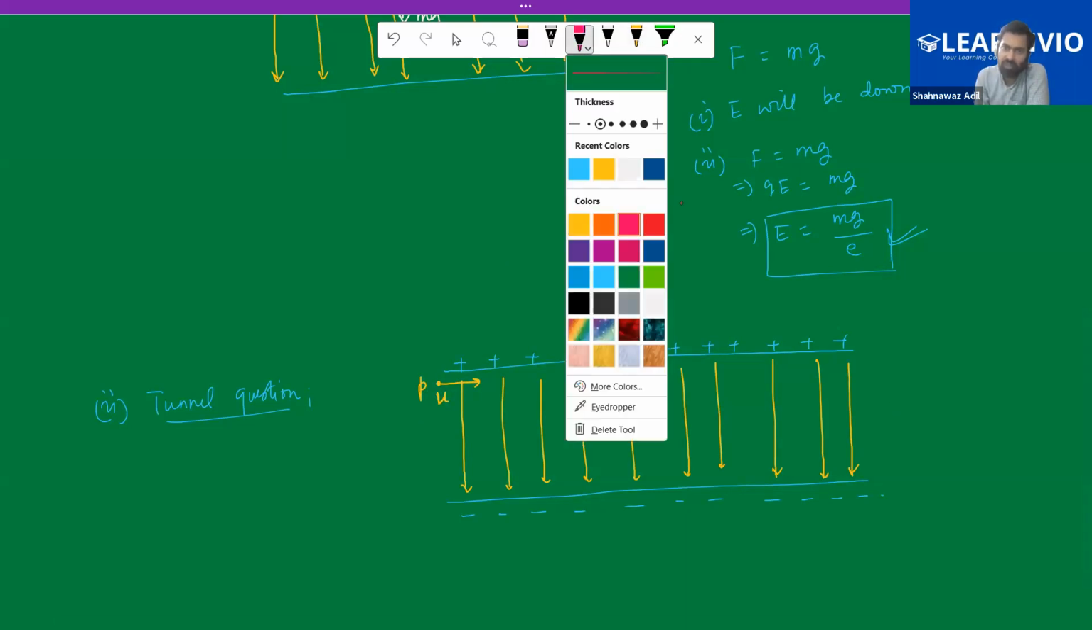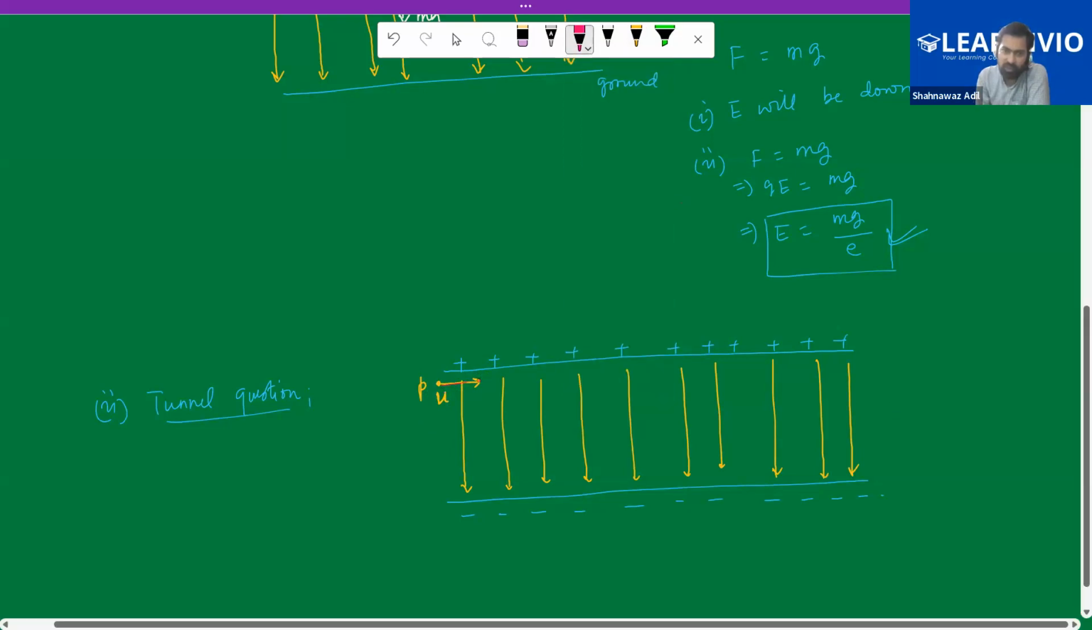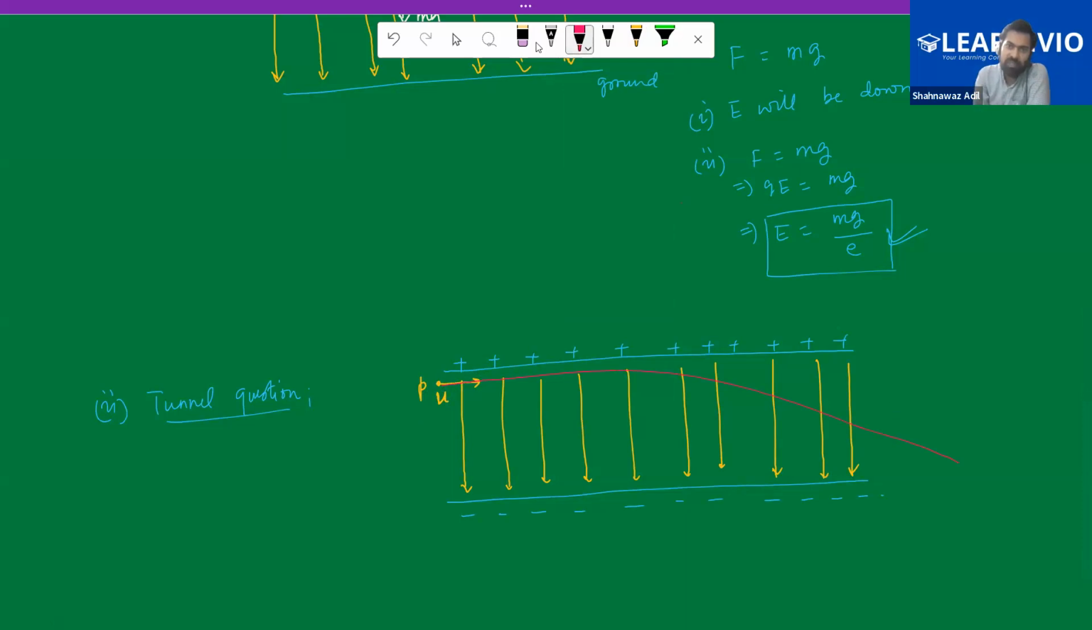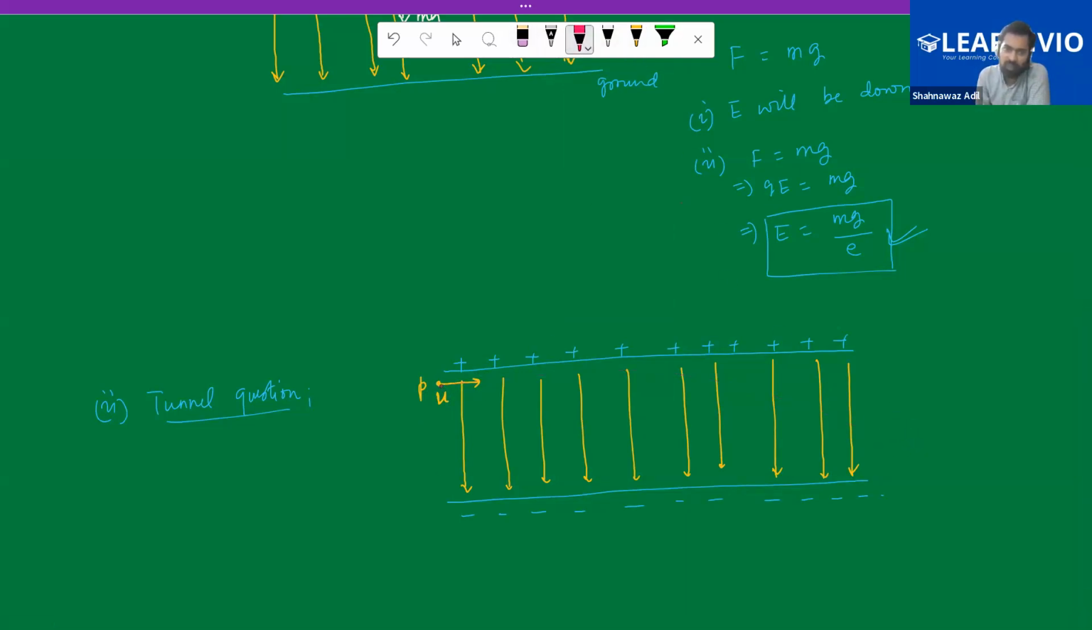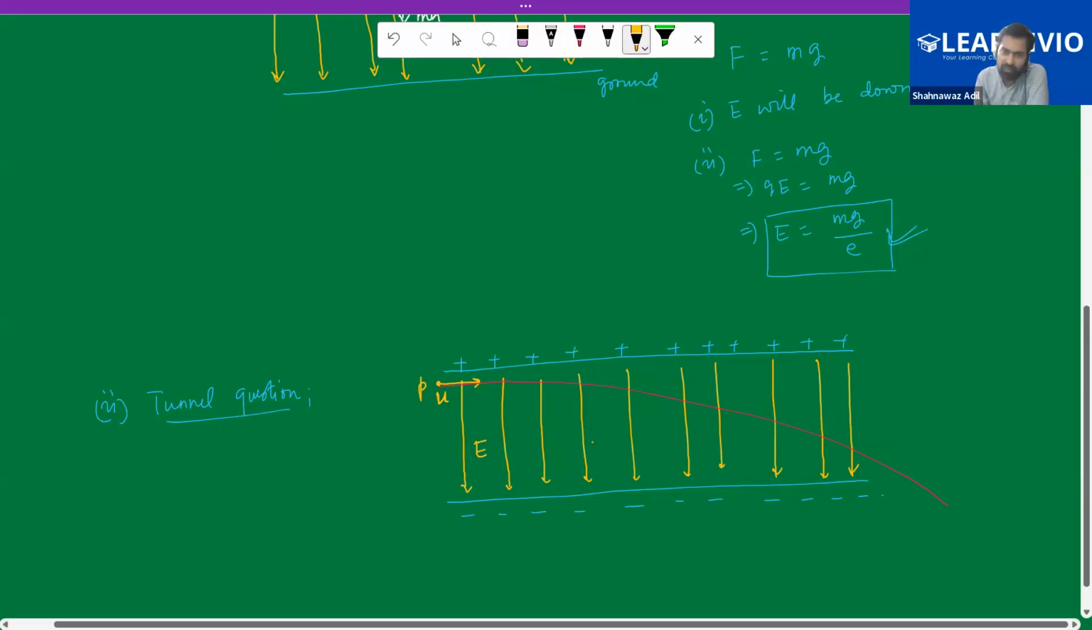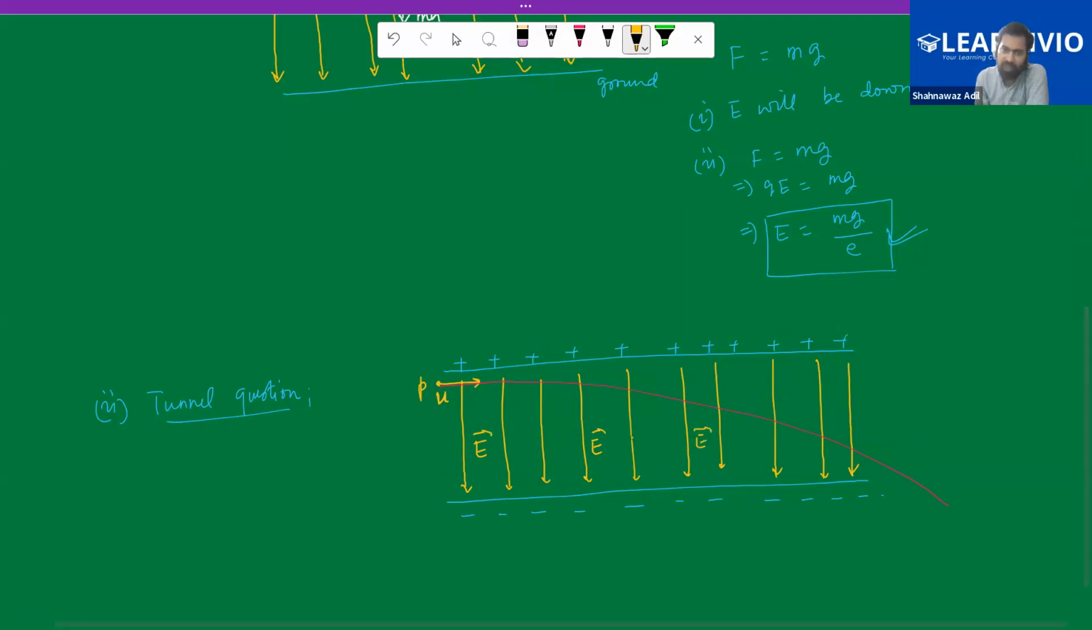So the trajectory of this proton would be something like this one, right? Because it is experiencing, the trajectory would be something like this. And why? Because this is the electric field that is there. So due to this electric field, this proton will experience a force in this direction.